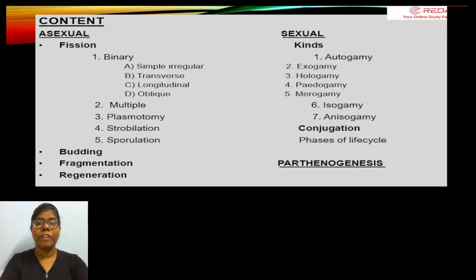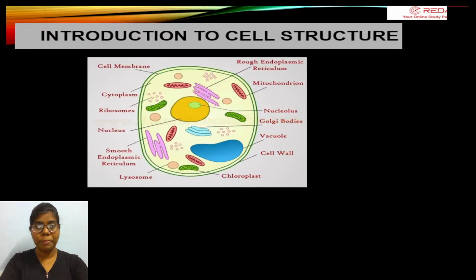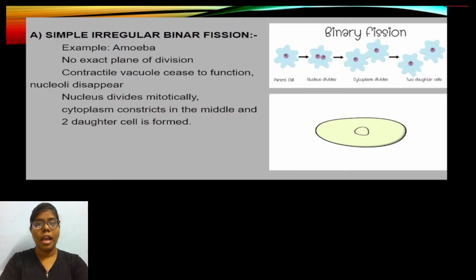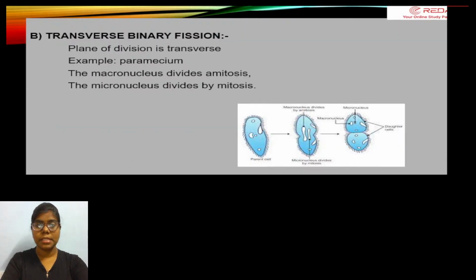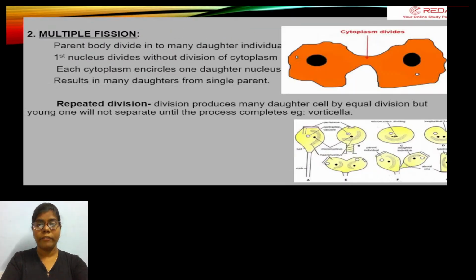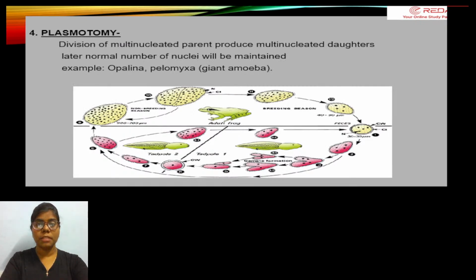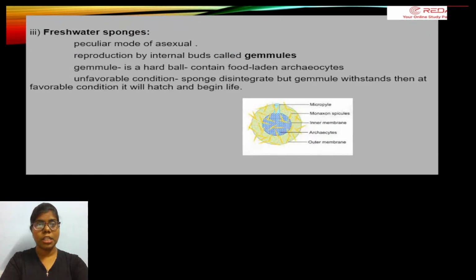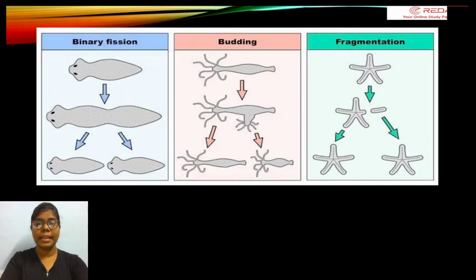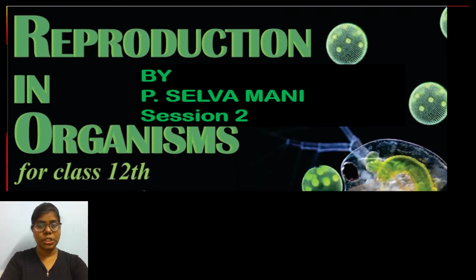In session 1, we have completed asexual reproduction in organisms. That is, we have completed binary fission. In binary fission, we have so many types like simple, transverse, longitudinal, and oblique. All these we completed in session 1 with very good examples. Right, transverse, oblique, everything. And then we moved on to multiple fission, and then strobilation, plasmotomy, everything has been done in session 1. I have provided that session 1 link in the description below. You can kindly go through it before entering into session 2.